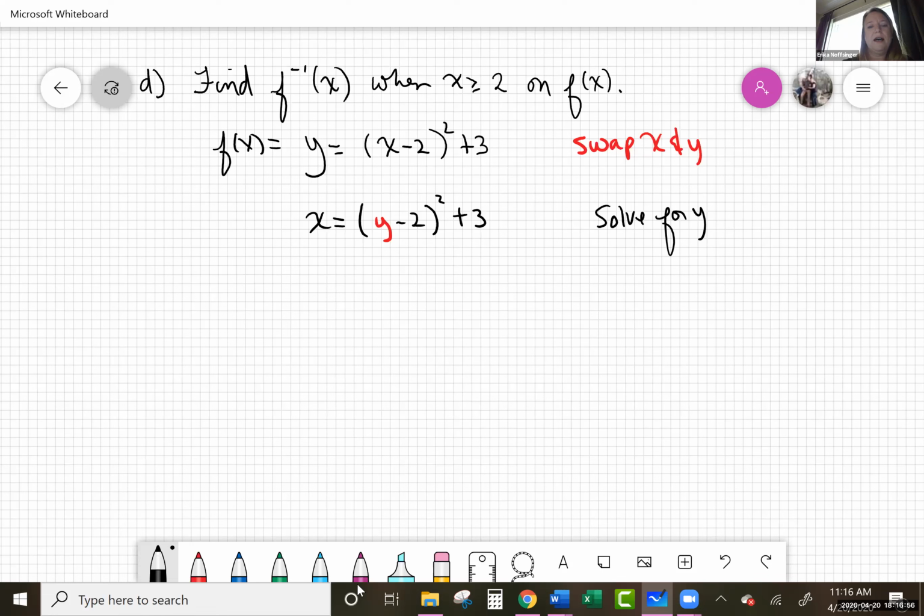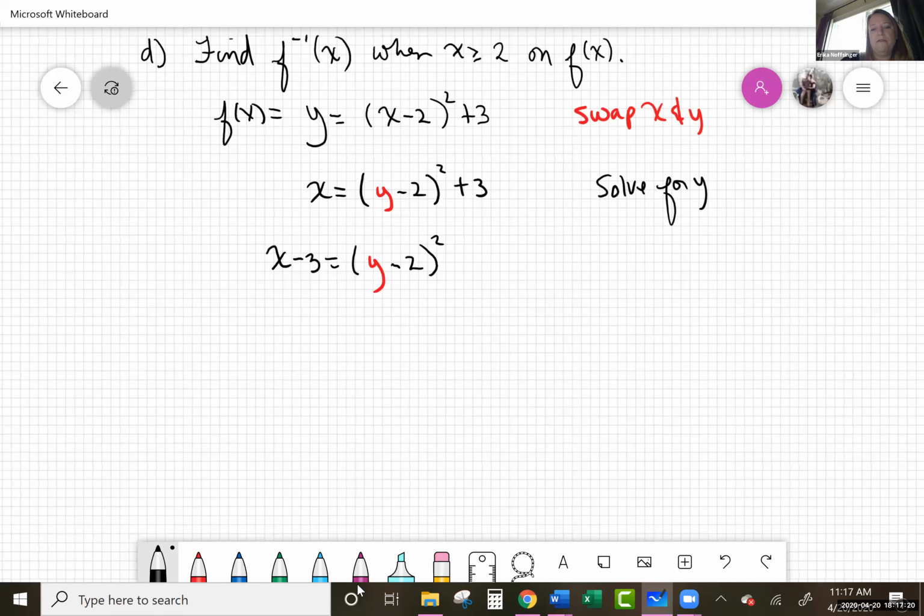So for now, let's get this perfect square by itself, and then we can use our square root method to get y by itself. So to get this perfect square by itself, we could subtract 3 on both sides. And so we get x minus 3 then is equal to the quantity y minus 2 quantity squared.